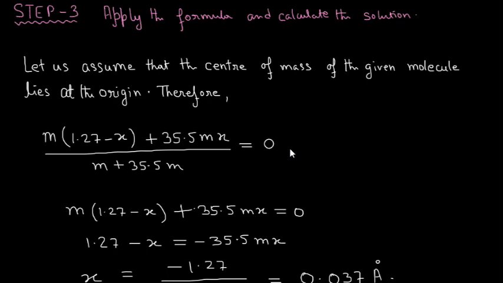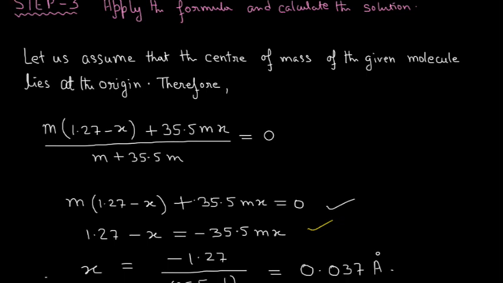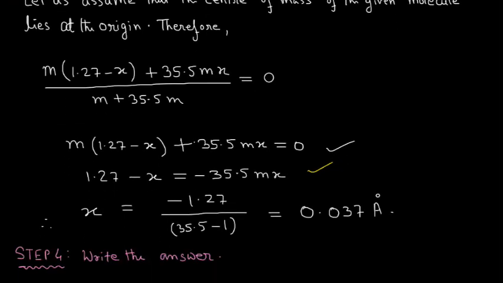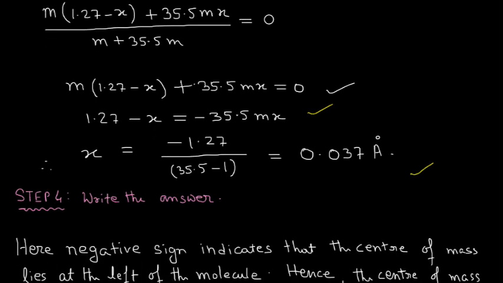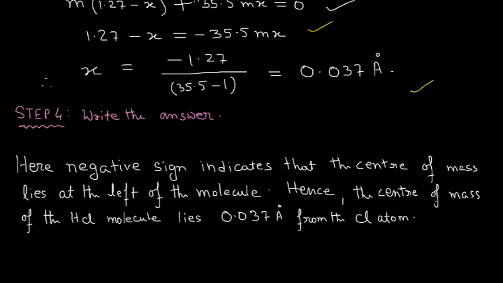Why 0? We have considered that it lies at the origin. Therefore, on solving this in this step, at last we can find the value of x. So we got the value of x. Now what we'll do, we'll write the answer in the next step. Step 4, we are going to write the answer here.